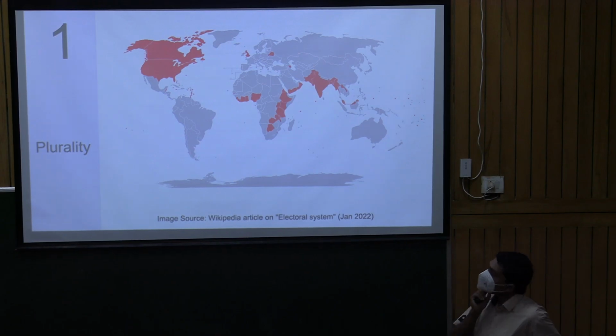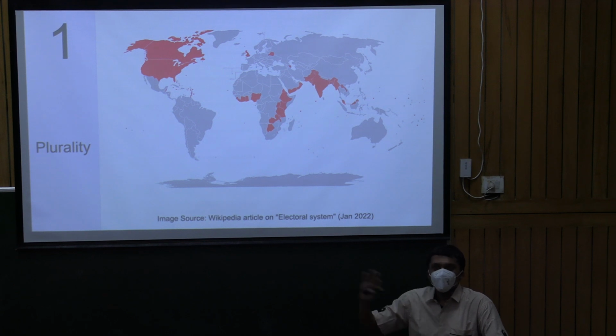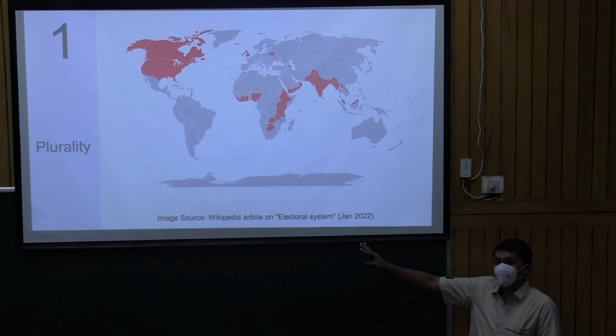One of the reasons for such widespread acceptance of plurality is that it's so easy to understand. You don't need any technical background or complicated knowledge of mathematics to understand this. It's a very, very simple voting rule. That's why it's widely used despite all of its flaws.